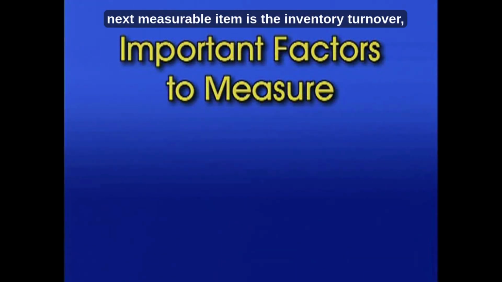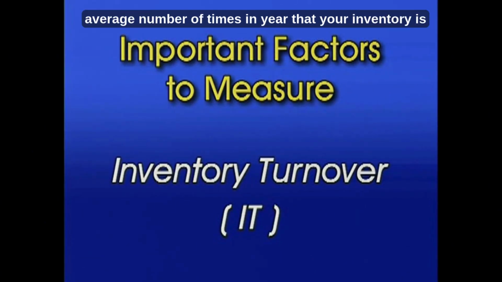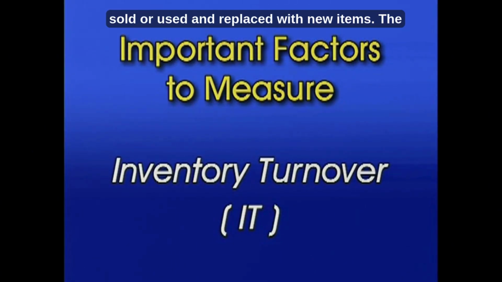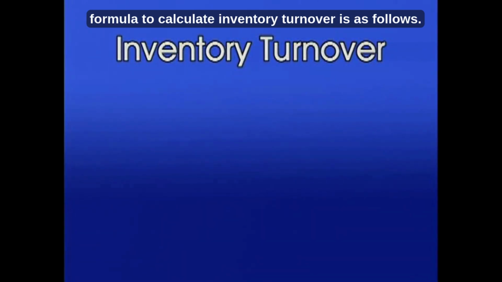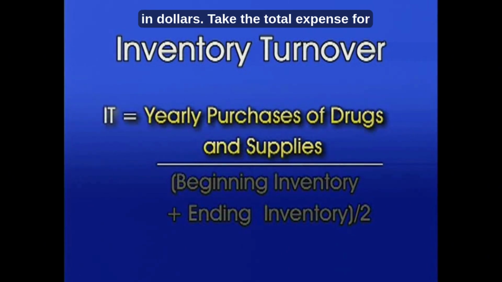The next measurable item is the inventory turnover, or IT. This tabulates the average number of times in a year that your inventory is sold or used and replaced with new items. The formula to calculate inventory turnover is as follows. All figures are expressed in dollars.